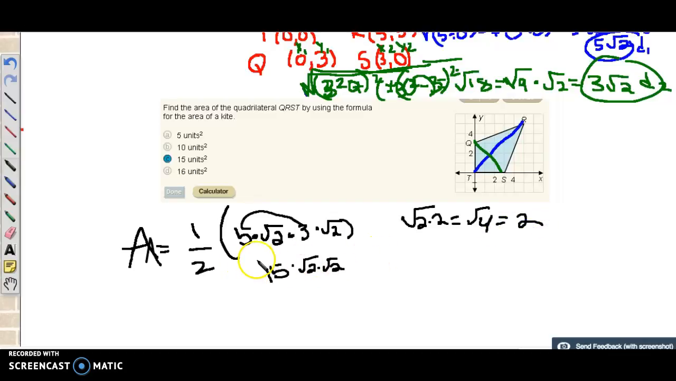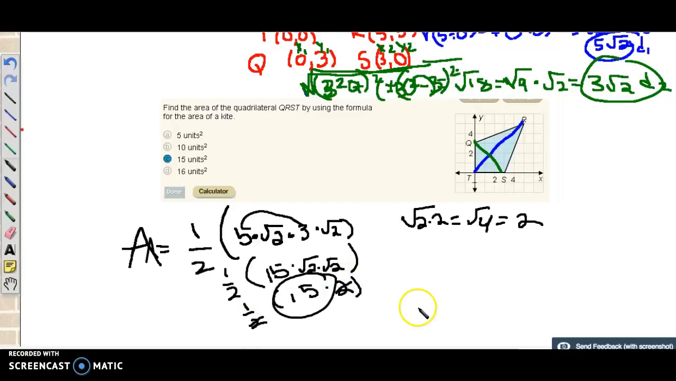So now I've got 15 times 2, which is 30, divided by 2 is 15, or you can look at this and go, well, I'm dividing by half, and I have 15. Or the longer way is 1/2, 15 times 2 is 30, which is still 30 divided by 2 is 15. So the answer is 15 units. I hope that helped.